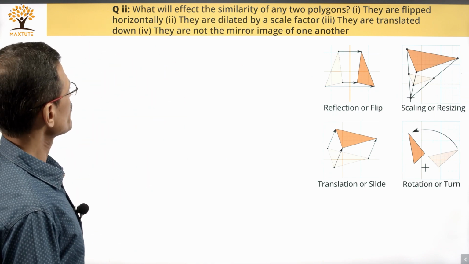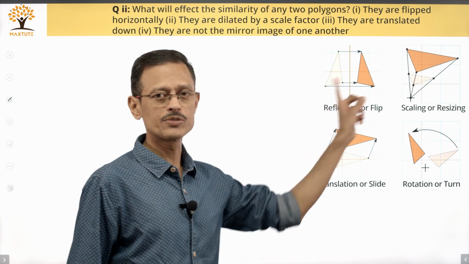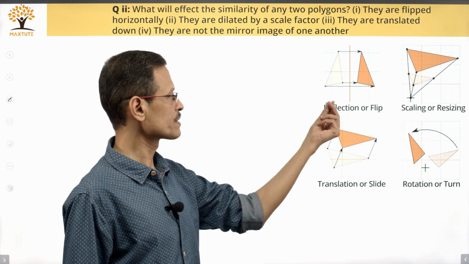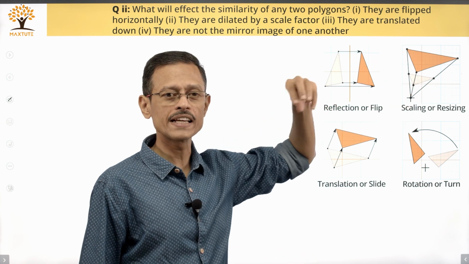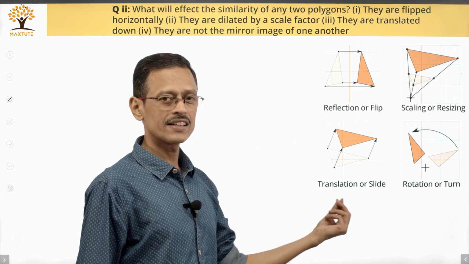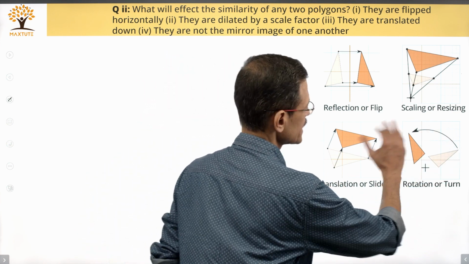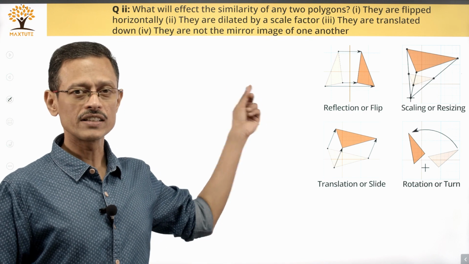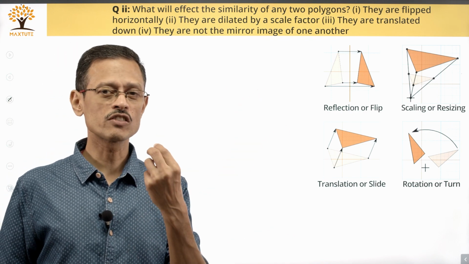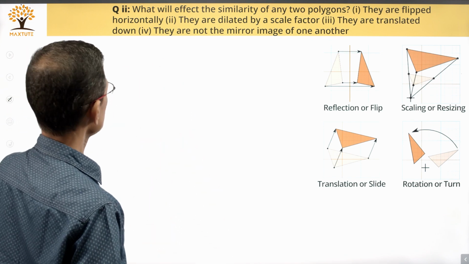Part 2 says, what will affect the similarity of any two polygons, right? We know all of these will lead to objects being similar. What all will lead to it being similar? Reflection or flip, right? Second one is scaling up and down, bringing it bigger or smaller. Third one is sliding up or down, moving it, translation. The last one, basically you turn it and that's going to keep it similar, right? We have to check out which of the following things, if done, will affect the similarity, which means it will make it not similar.